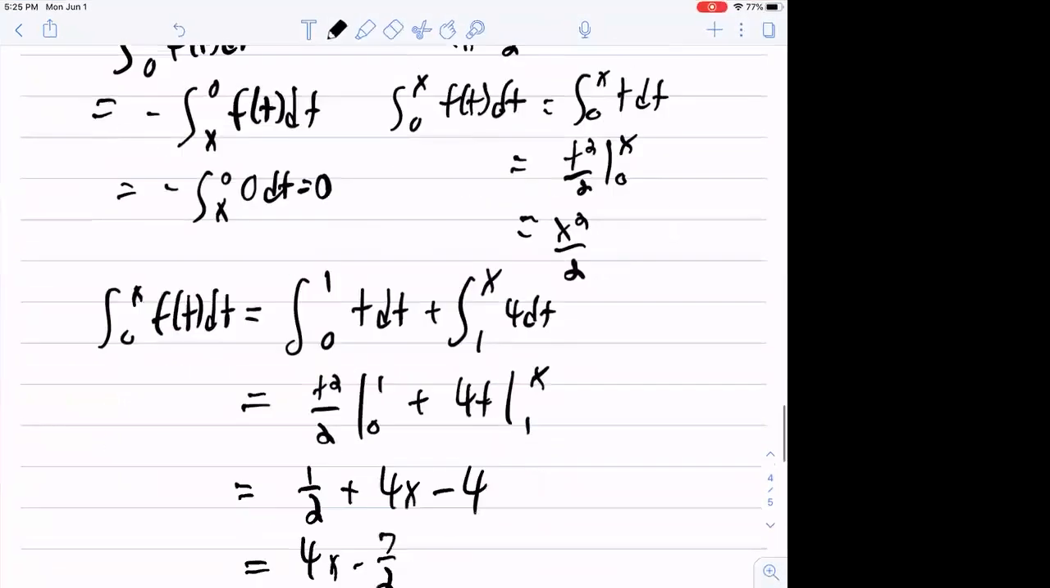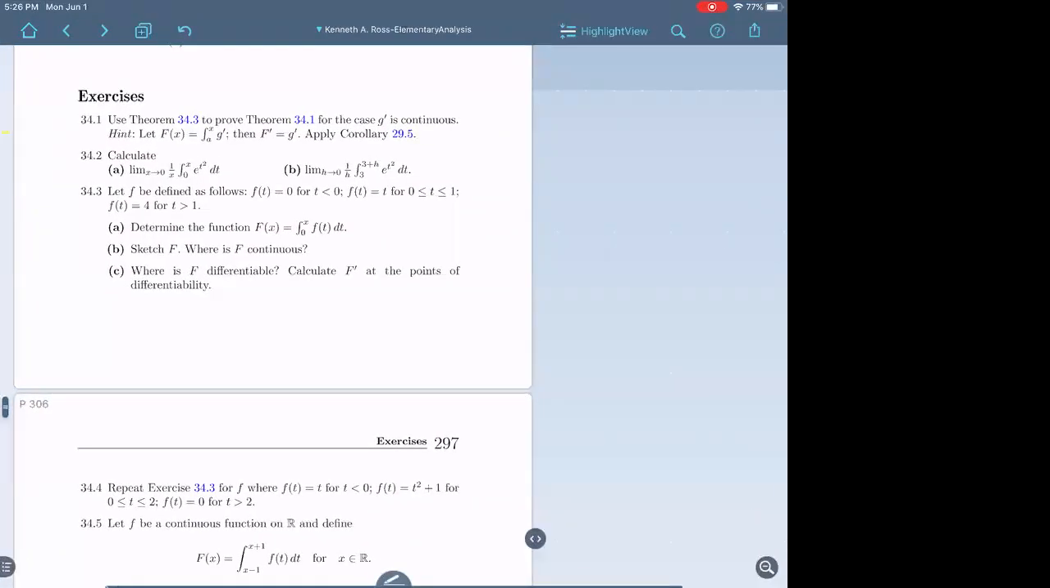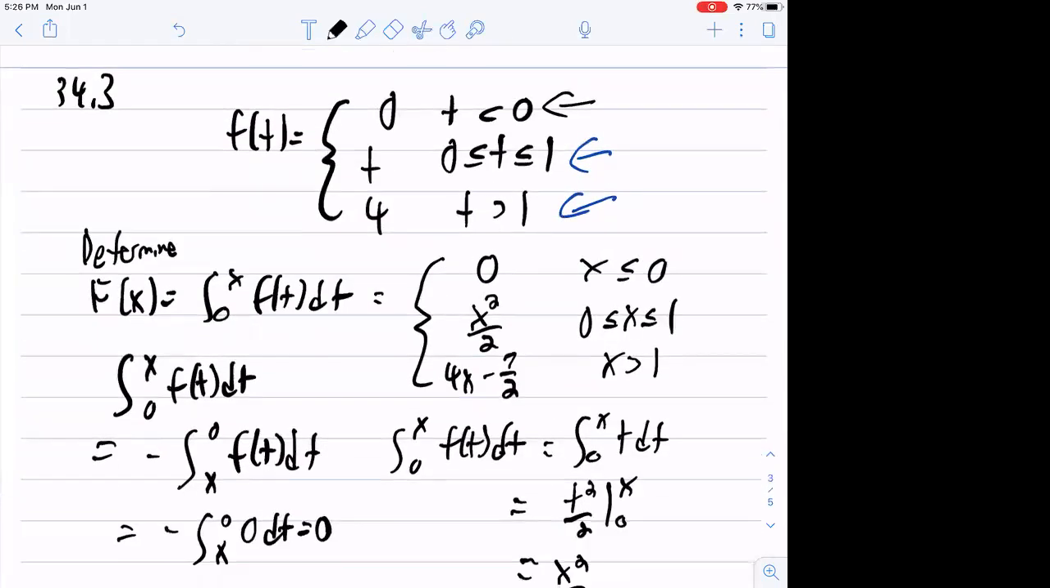Great. So now the question is, where is f continuous and where is f differentiable? So where is f continuous? Well, certainly outside the borders, 0 and 1, each function is continuous, right? 0 is a continuous function, x squared over 2 is a continuous function, and 4x minus 7 over 2 is just a line, right? That's also continuous. So to check continuity you just need to check it doesn't jump at the borders, like 0 and 1.